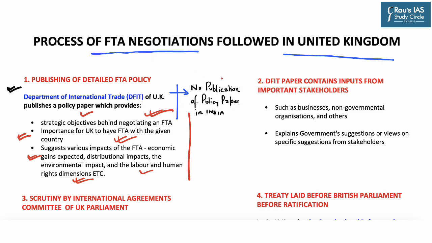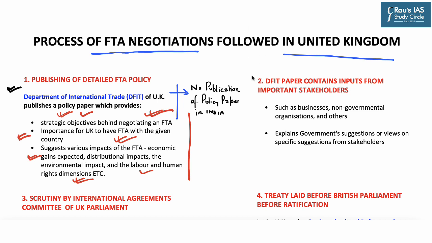So in India, no such policy paper is published which extensively provides not only the strategic objectives of the free trade agreement but also the various impacts because of which India intends to enter into such free trade agreements with other countries. Further, in India, the Ministry of Commerce and Industry, which is the nodal ministry dealing with free trade agreements, only provides bare minimum information about free trade agreements on its website.